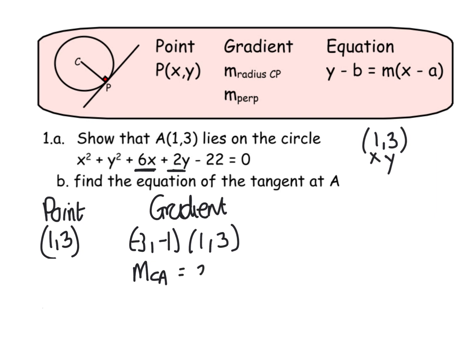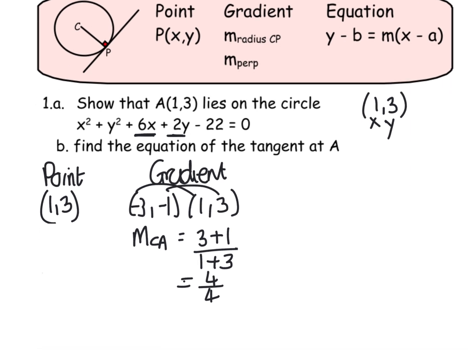So 3 minus minus 1 becomes 3 plus 1, over 1 minus minus 3, so 1 plus 3. Please remember you always do y2 minus y1 over x2 minus x1. And that gives you 4 over 4, which means our gradient is just 1. Now remember, that is the gradient of the radius. We need the gradient of the tangent, which is perpendicular, so the perpendicular gradient will be negative 1.